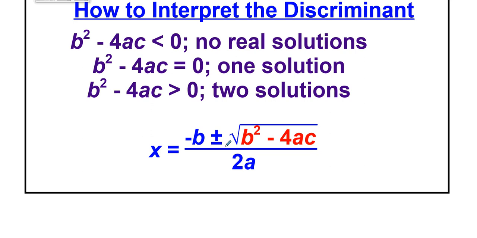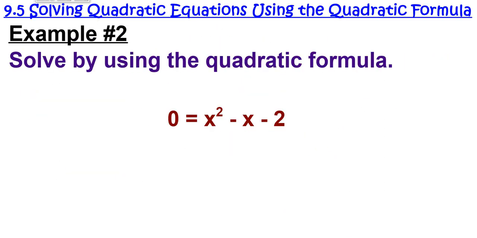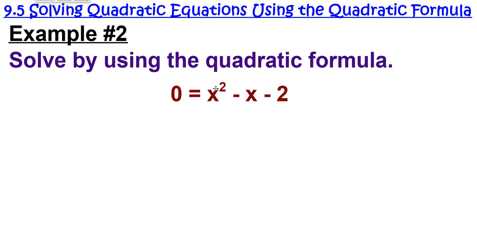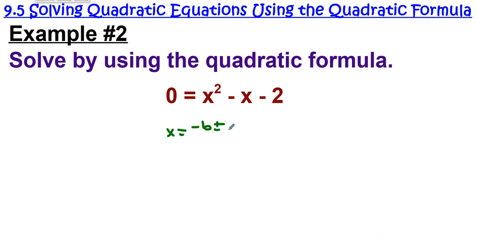All right, example 2, solve using the quadratic formula. On this one, we have to use the quadratic formula, so let's go ahead and write that down. Again, sing that song to yourself. x equals negative b plus or minus the square root of b squared minus 4ac all over 2a. There's your quadratic formula. So we need to just plug in a, b, and c, and we're going to get our answers.